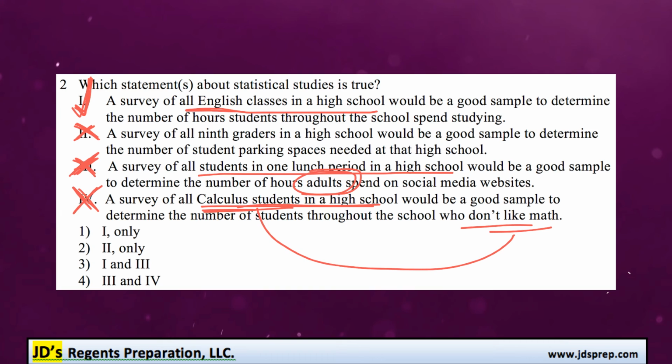So in the end, option number 1 is the only proper statement. So option number 1 is the correct one.